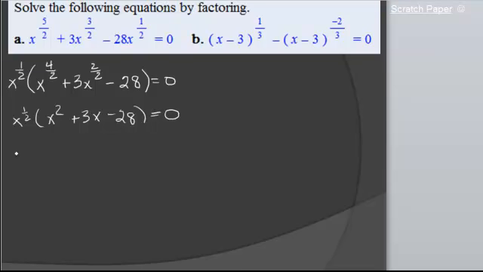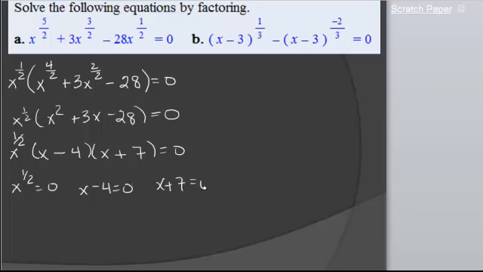Now from here you can factor what's inside the parentheses. So you're going to factor that into your x and your 4 and your 7, where the 7 is positive. Okay, set each one equal to 0. So x to the 1/2 equals 0. X minus 4 equals 0. X plus 7 equals 0. Well, the square root of x equals 0. If you square both sides, you just get 0. So x equals 0. If you add 4 to both sides, x equals 4. And if you subtract 7 from both sides, you get a negative 7.